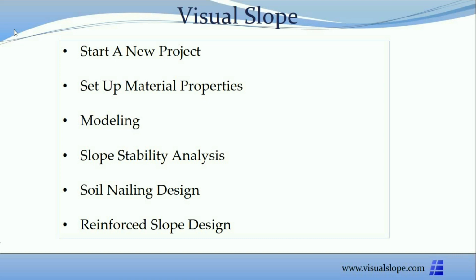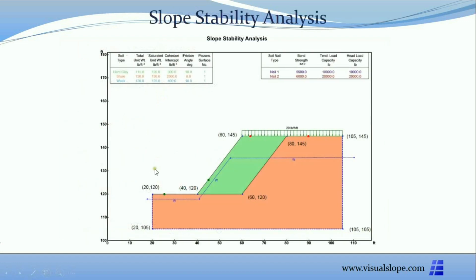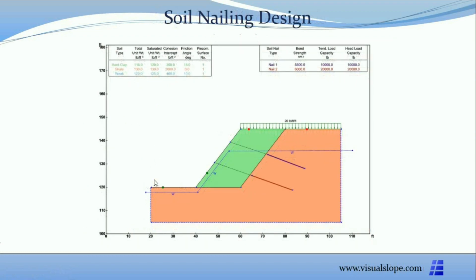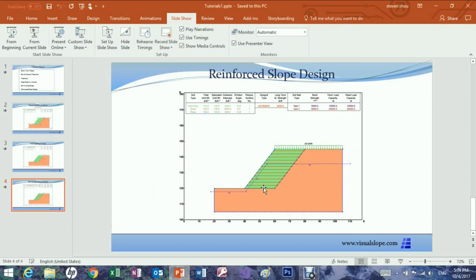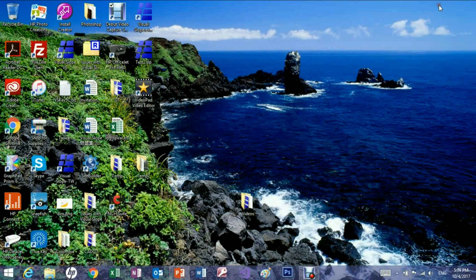In this video, I will help you to get started with Visual Slope. The first is how to start a new project. The second will be how to set up material properties and then modeling. I will use three examples. The first one is for slope stability analysis, and this problem will evolve into a soil engineering design. After that, we will discuss how to design a reinforced slope. So let's just open Visual Slope.